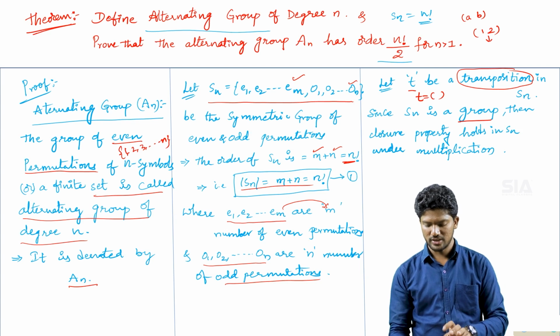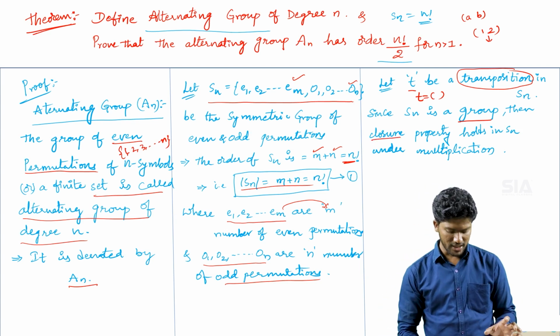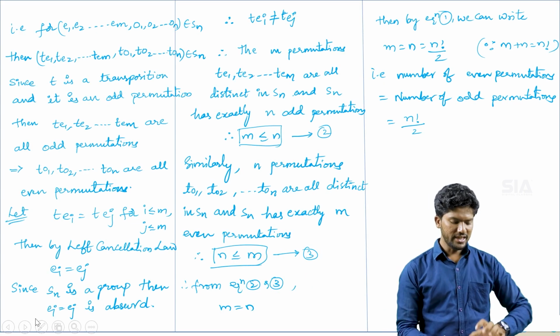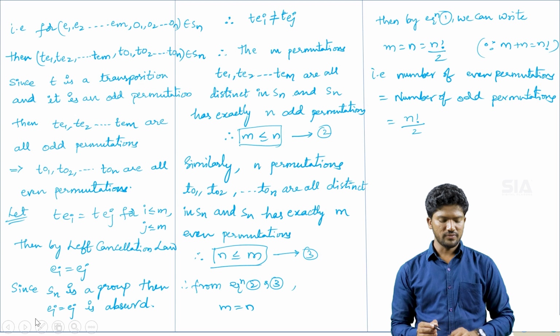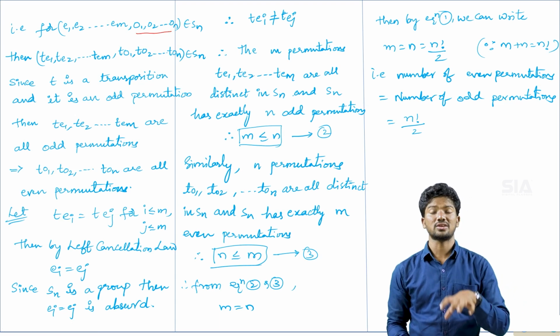So S suffix n is a group, then the closure property holds in S suffix n under multiplication. Sorry, that is, for E1, E2 up to E suffix m, O1, O2 up to O suffix n belonging to S suffix n, we are going to prove the closure property.